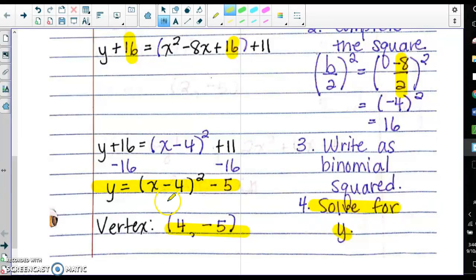This is what I was talking about earlier. Notice right here it says x minus 4, but your vertex is a positive 4. Okay. And then the minus 5 stays minus 5. You don't change the sign of that number.